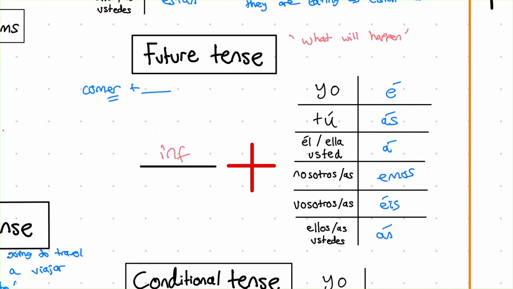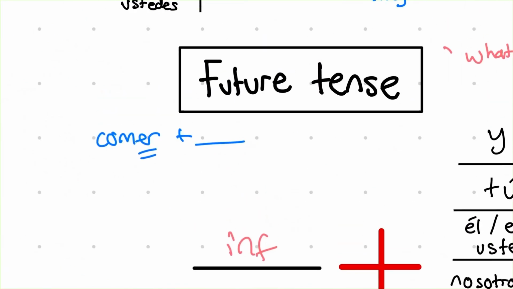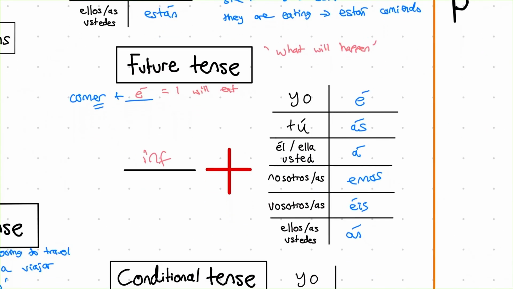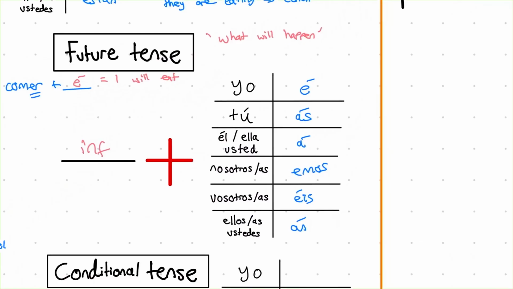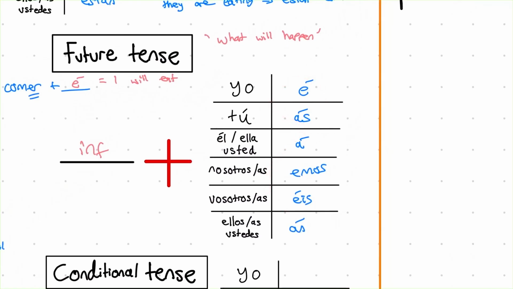So let's work out how to say not I'm going to, I will eat. So comeré is I will eat. Okay, so we've got any infinitive here, plus there's endings attached to the end of the infinitive. The future and the conditional tenses are the only tenses that work like this, where we're just attaching endings to the end of the infinitive rather than getting rid of the infinitive entirely.